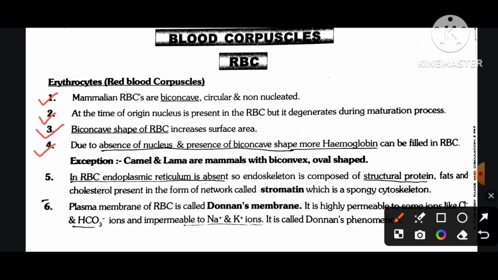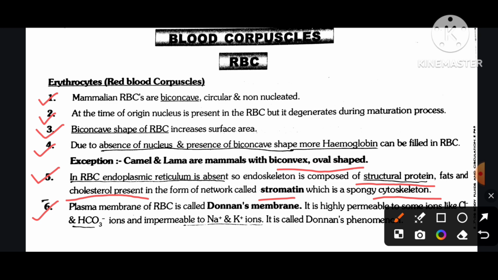Exception: camel and llama are mammals with biconcave oval-shaped RBCs. In RBC, endoplasmic reticulum is absent, so endoskeleton is composed of structural protein, fats and cholesterol present in the form of network called stromatin, which is a spongy cytoskeleton. Plasma membrane of RBC is called Donnan's membrane. It is highly permeable.